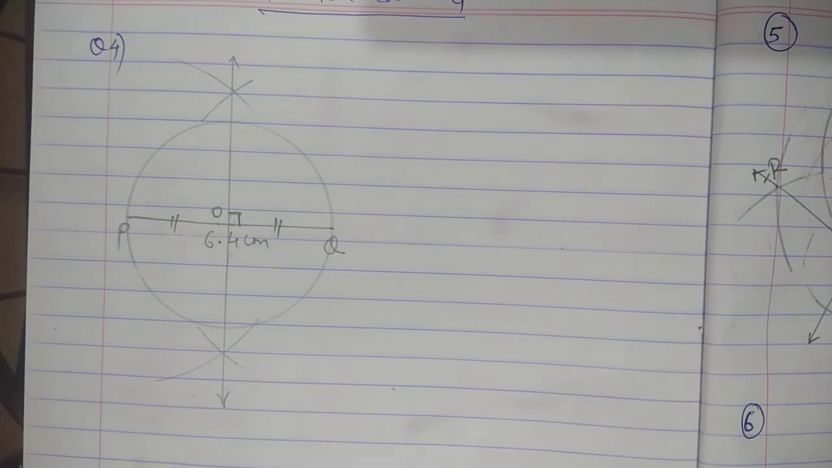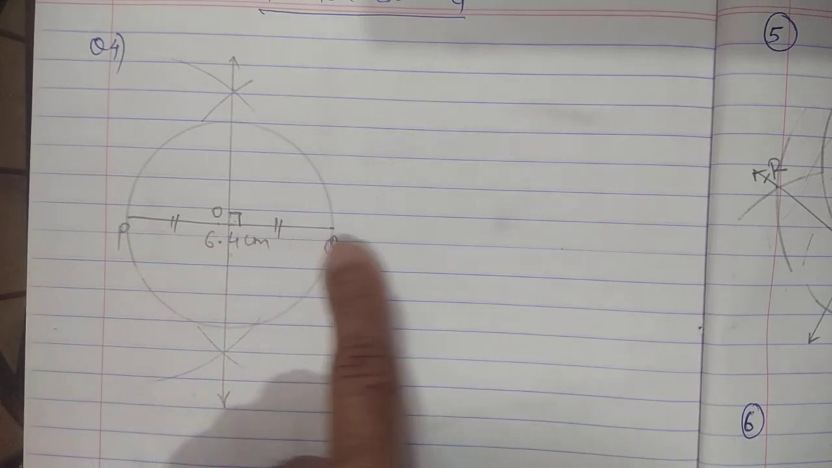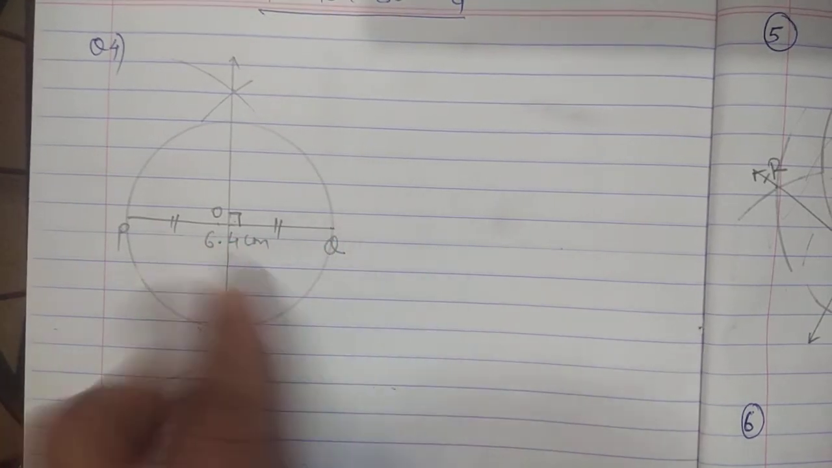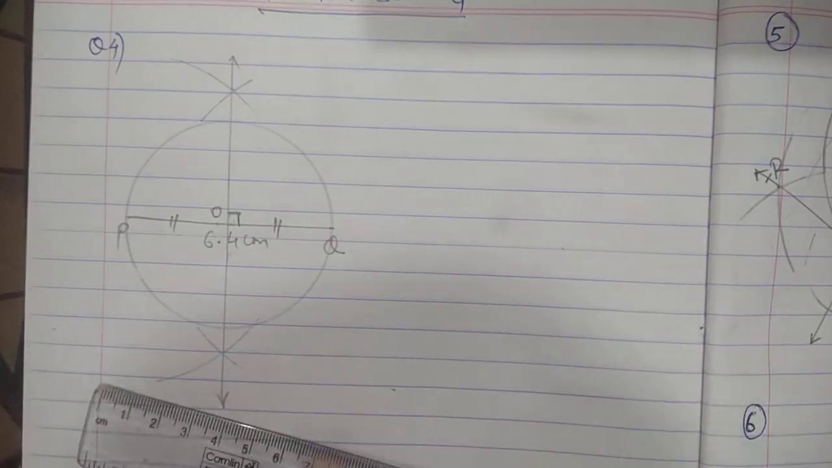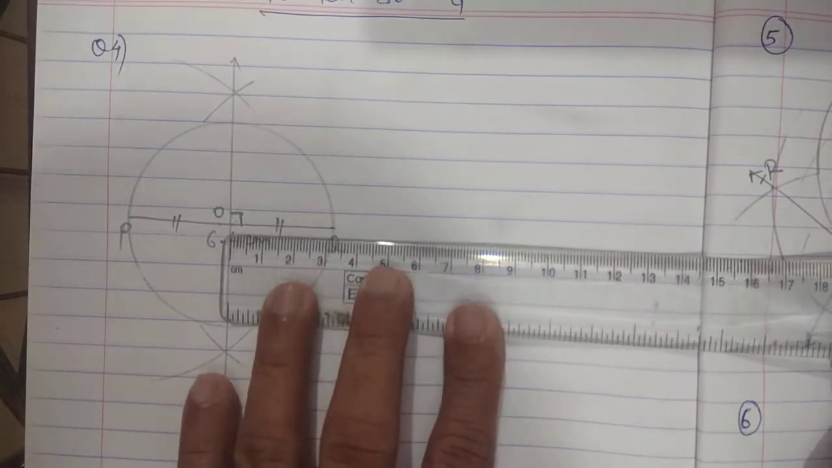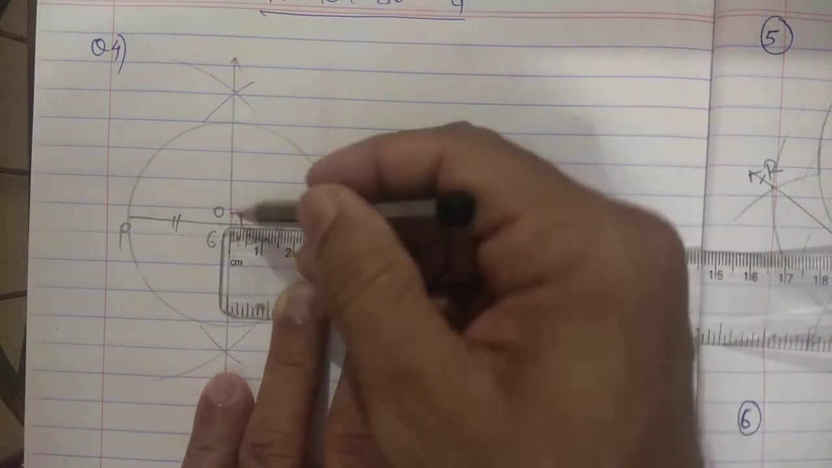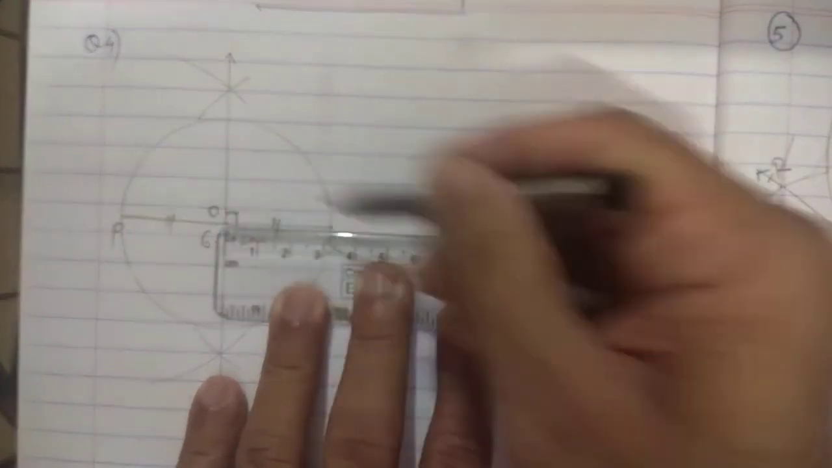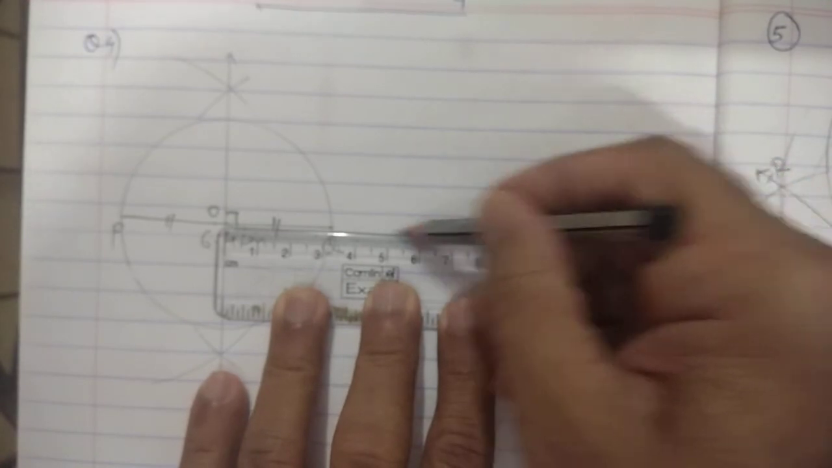Take point R. Okay, see what the question says. Take point R at distance equal to its diameter from the center. So the center is O. So you take this point R at distance equal to the diameter. The diameter is 6.4 here. So from point O also we have to take 6.4 centimeter distance to find the position of point R. So this is point O. From here we have to take 6.4 centimeter. So this 6.4, join it.